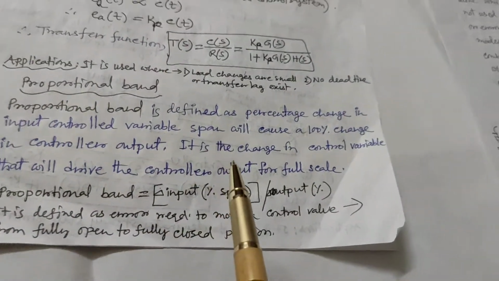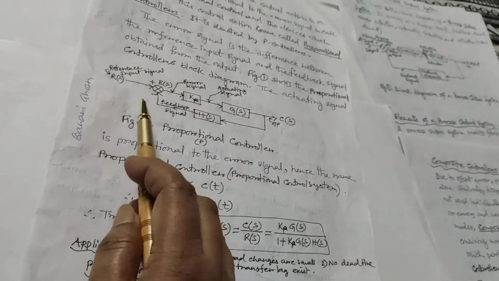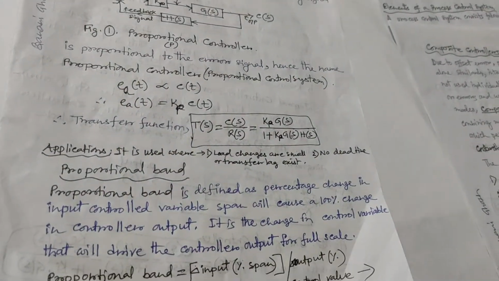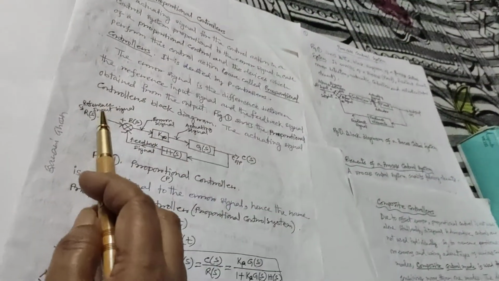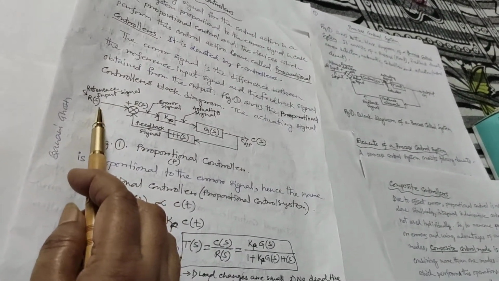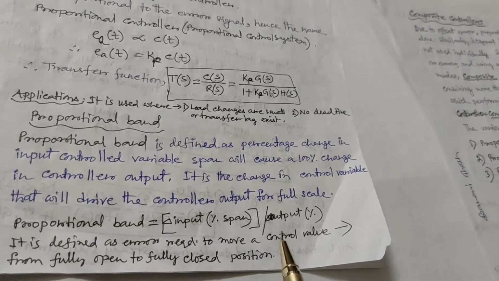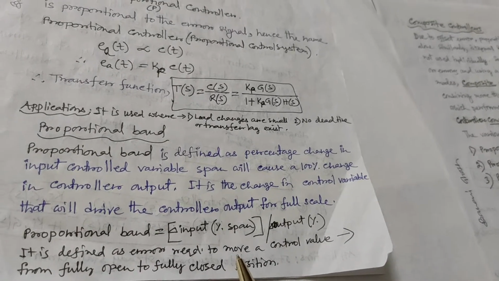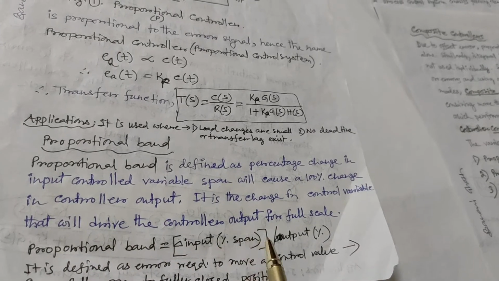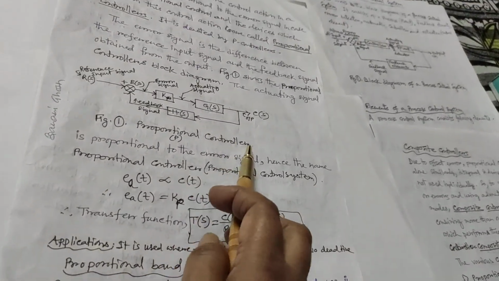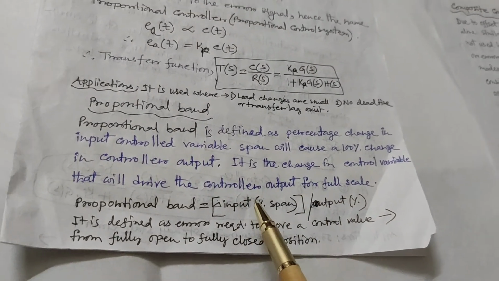Now, what is proportional band? Proportional band is defined as the percentage change in the input controlled variable span that will cause a 100% change in the controller output. A change in the input control variable will change the controller output. It is the change in the control variable that will drive the controller output for full scale. 100% means full scale change in controller output. So this range is called proportional band.